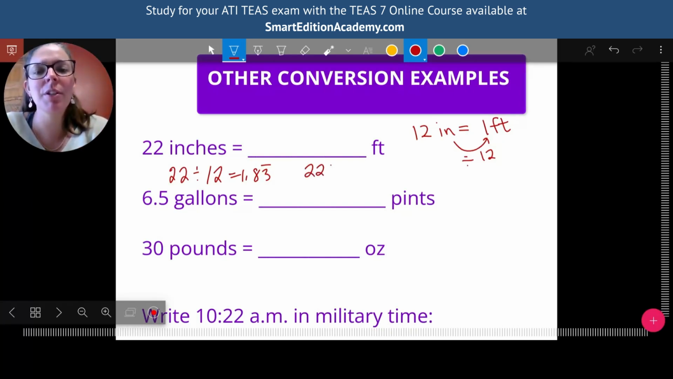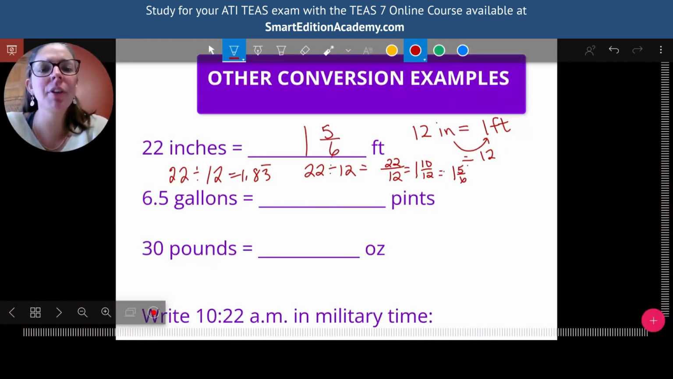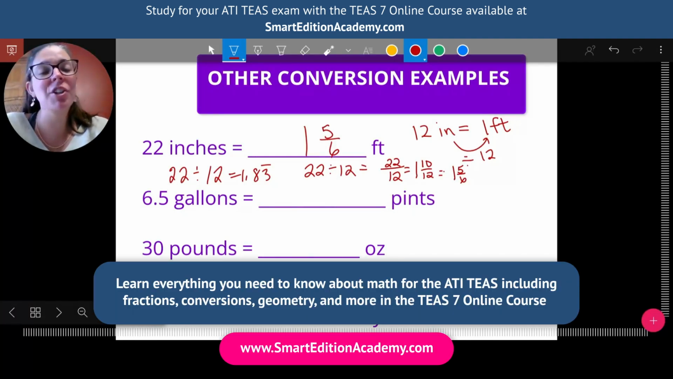So if I were doing 22 divided by 12 and wanted to simplify the fraction, it would look something like, let's see, this would go into 1 with 10 left over, and then I would just simplify this: 1 and 5/6. So I just did that pretty quickly. In this case, we're just talking about conversions. You do still need to be comfortable with fractions and decimals when we're talking about conversion. So just keep that in mind. Maybe make a little note. You may want to go back and watch some videos on fractions if that didn't make sense to you.